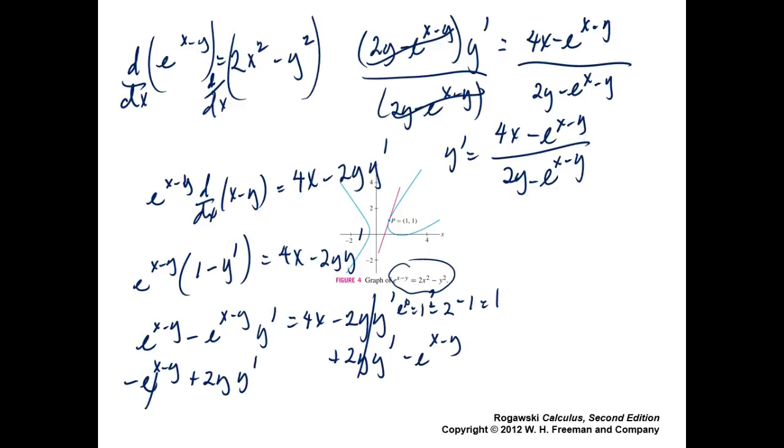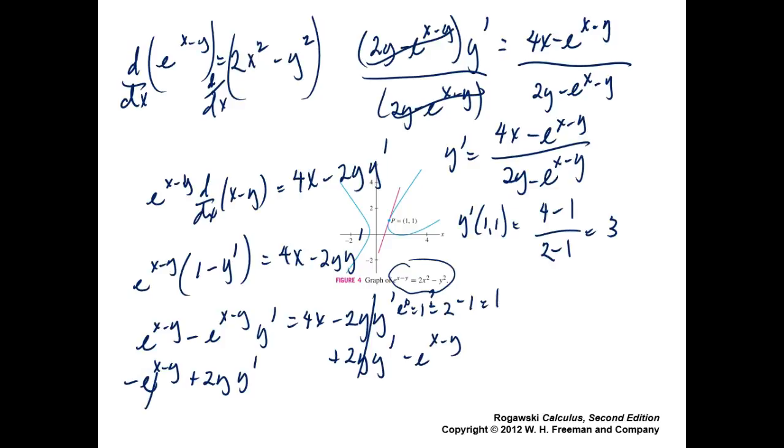Okay? Now, since we probably should have done that at the very beginning, we now want to know what the slope was at that point. So here's y prime at any point. So y prime at the point (1,1) would be 4 minus e to the 1 minus 1, which is e to the 0, which is 1, so that would be 1 over 2 minus 1, and that would be 3. There's your slope at that point, and that's exactly what they got. Good deal.